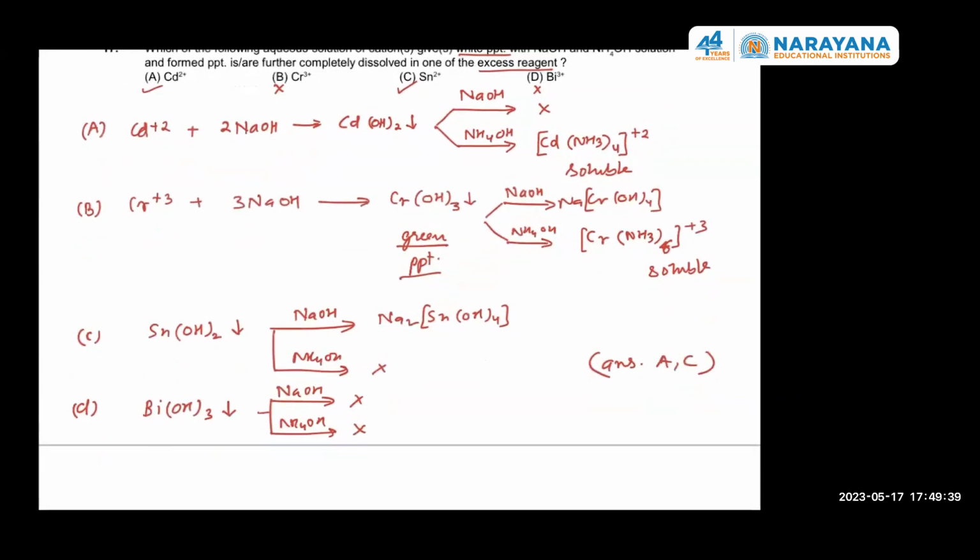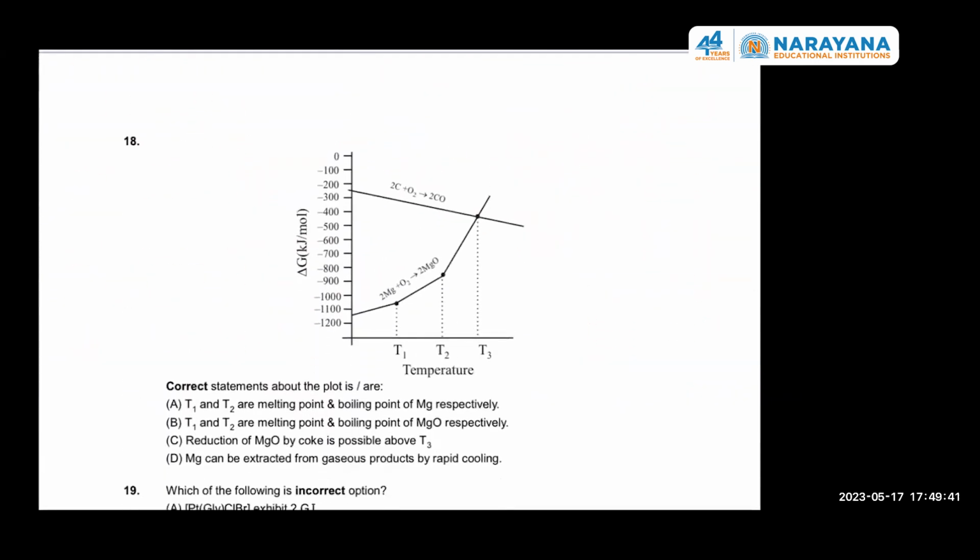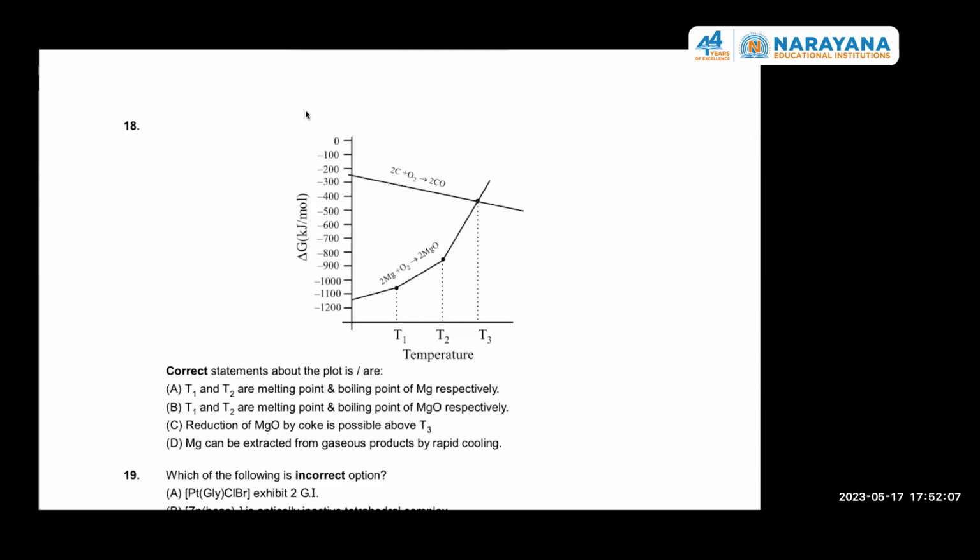Okay. Let us move to the next question. Okay, the correct answer is A, C, and D. A, C, and D is the correct answer.